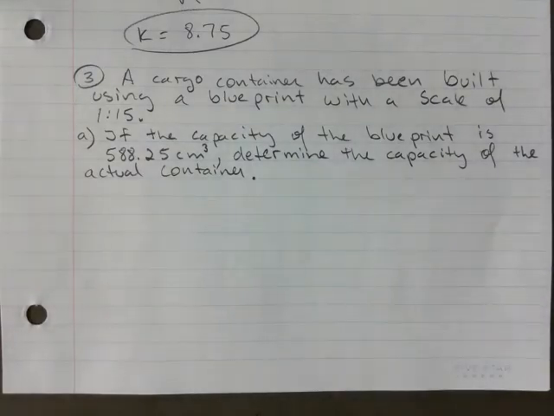So from now on, you always want to think K is equal to new over original, or K is equal to diagram over actual. And then make sure you know the variations, right? K squared, K cubed, okay?